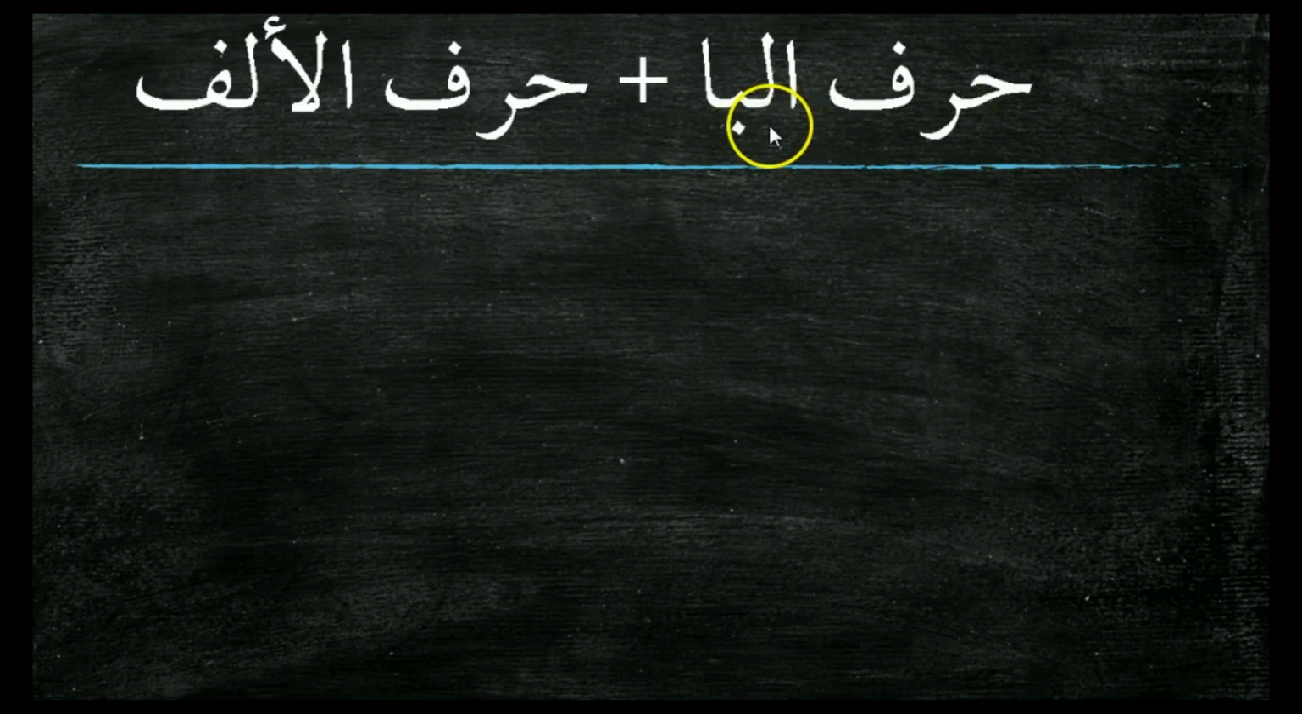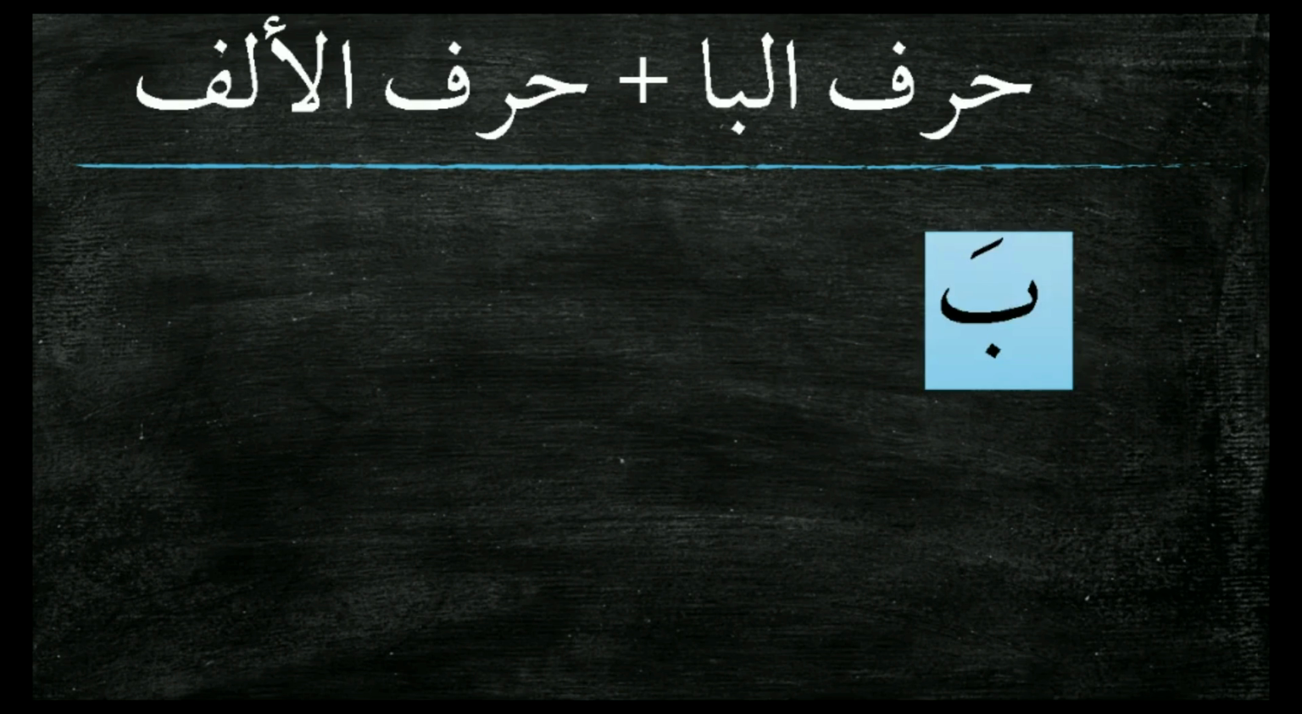Harf al-ba, the letter ba, plus, this is the plus sign, the addition sign if someone doesn't know it, with harf al-alif. We know harf al-ba because anybody who's attending this course is supposed to be a person who knows the alphabet. Now let's practice harf al-alif, the letter ba with the letter alif added to it.